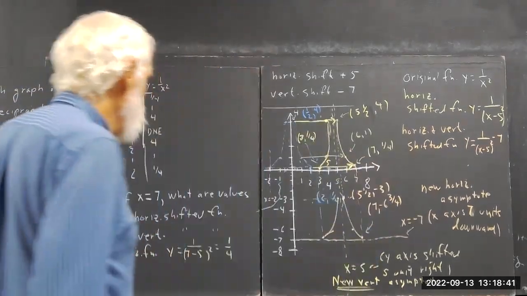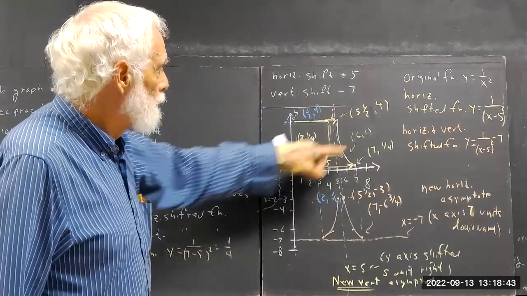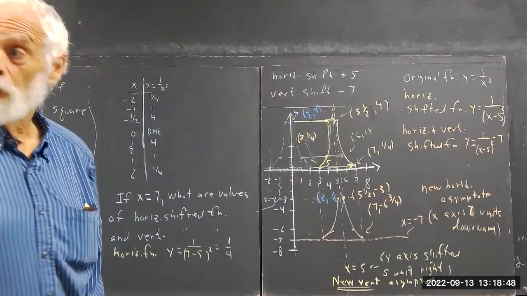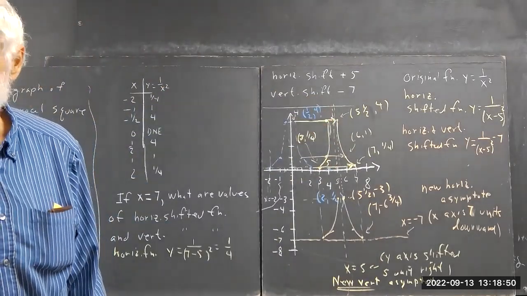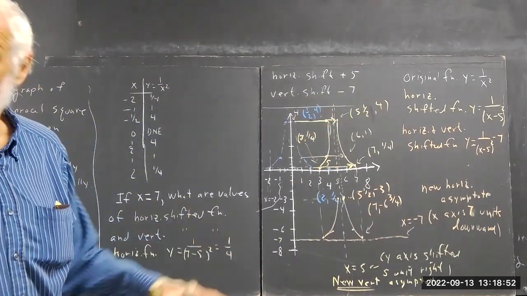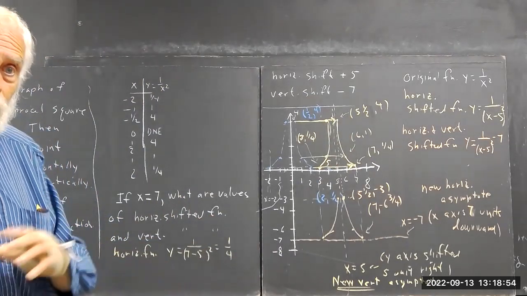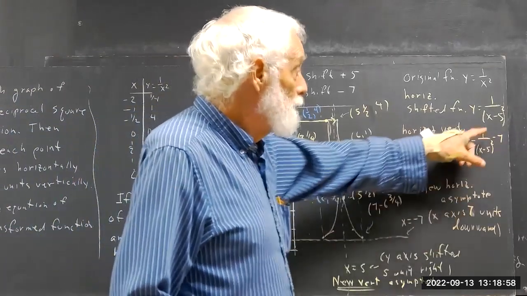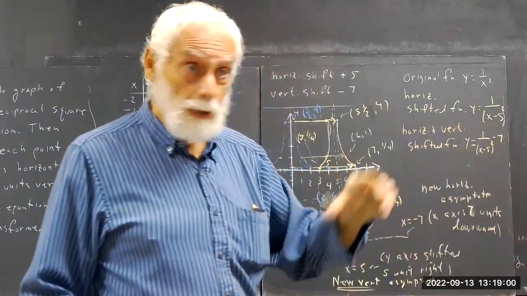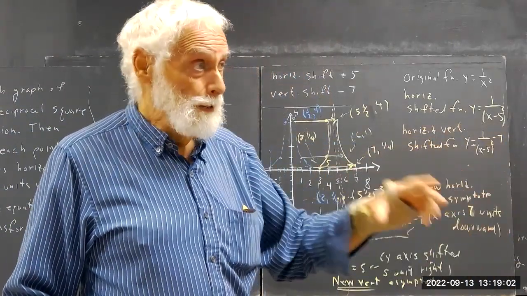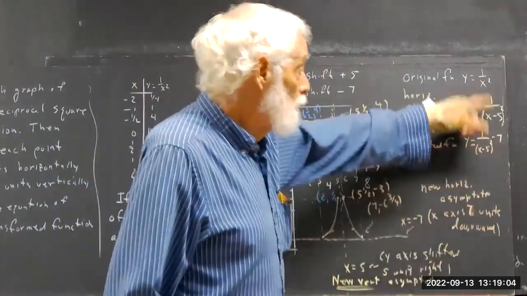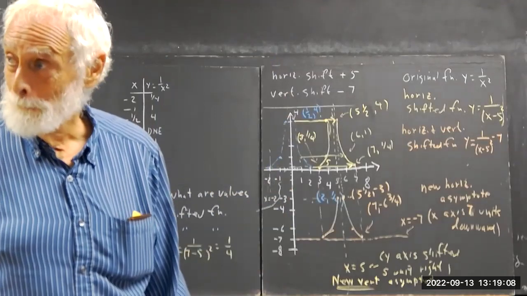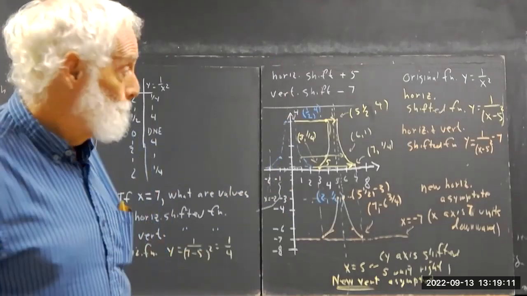If you plug any of these other x coordinates into this function, you're going to get the y values on the graph. So this connects the arithmetic with the graph. And the idea that the horizontal shift has to be x minus 5. If it was x plus 5, and you plug in x equals 7, you get 1 over 144. Doesn't match anything on the graph, right?